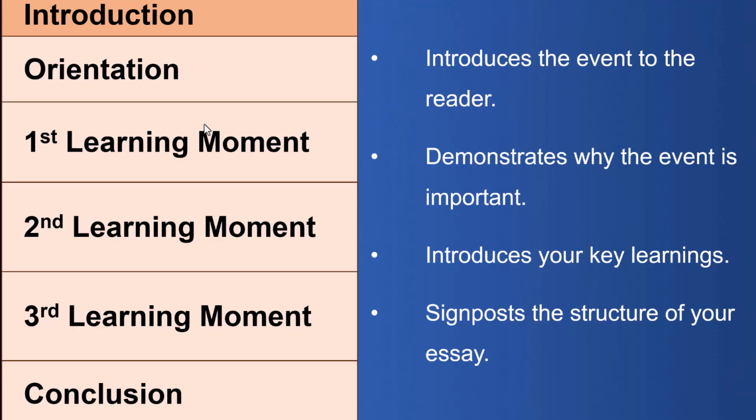The introduction. So in the introduction, you're going to want to introduce the event to the reader. So what are you reflecting on? What was the event? Make sure you name the event and demonstrate why the event is important. Let's use the example of if you were reflecting on an internship you went on at university. Your reflective essay will say, this is why internships are important for university students.